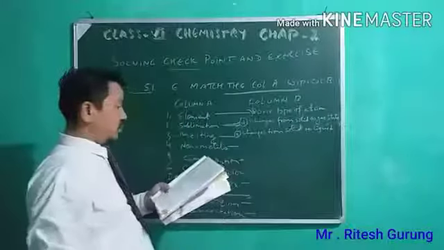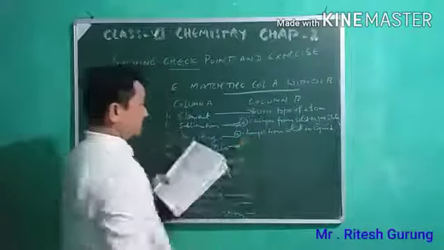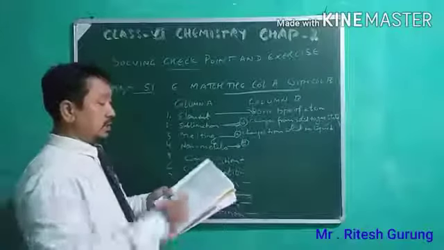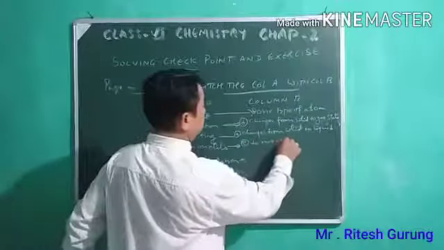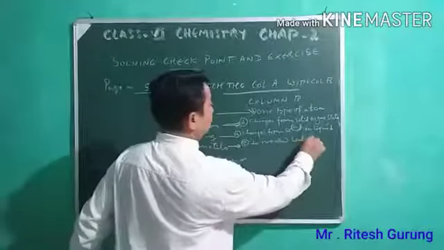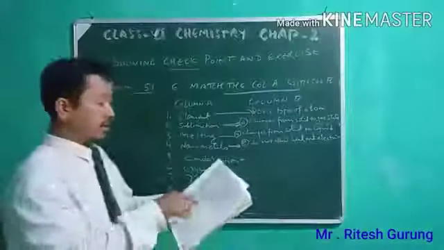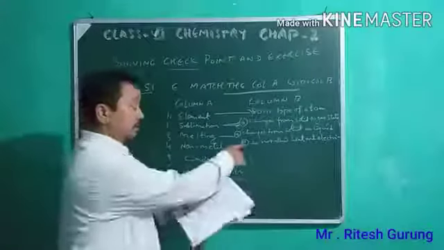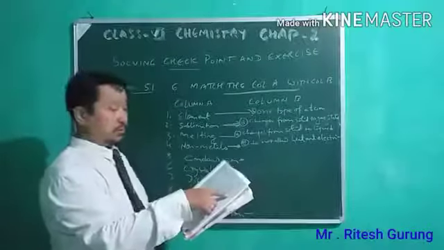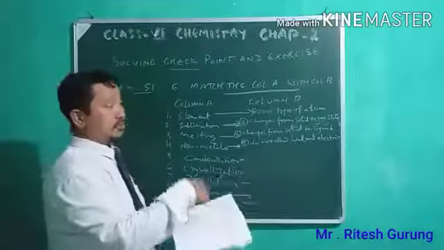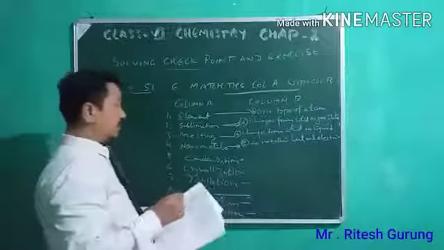Then option number 4, non-metals. Non-metals matching with E. Do not allow heat and electricity to pass through. Just copy from the book itself, because it is too long, so I've just written half. You see from the book, I'm telling you again and again.